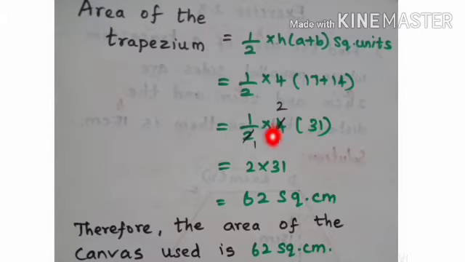So now cancelling this 4 and 2: here it is 1 times, and 2 2s are 4, this is 2 times. So 2 into 31. Now multiplying 2 into 31 we get 62 square centimeter. Therefore, the area of the canvas used is 62 square centimeter.